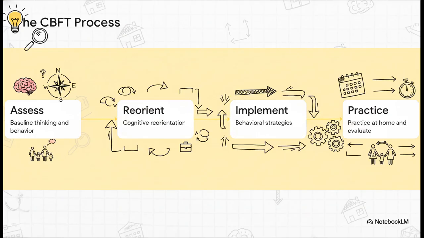Step 1, assess the baseline. What are the automatic thoughts and behaviors actually happening here? Step 2, cognitive reorientation. This is where they help parents recognize their own unhelpful thought loops. Step 3 involves setting up concrete, actionable behavioral strategies. And Step 4, the family has to actually go practice these new skills at home and evaluate what happens. The ultimate endgame here is forging a unified, highly functional parental team.